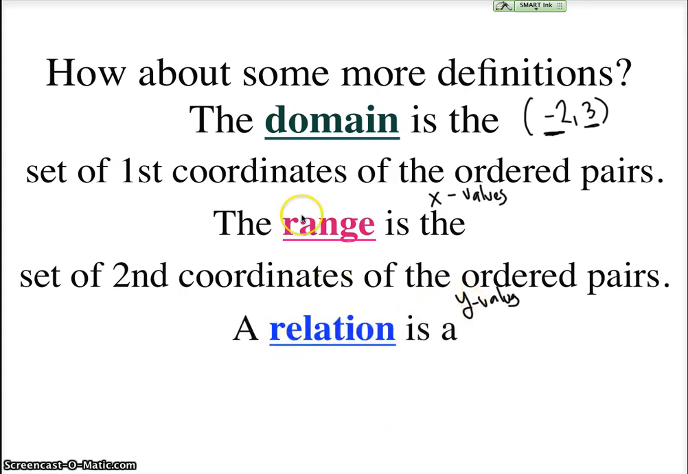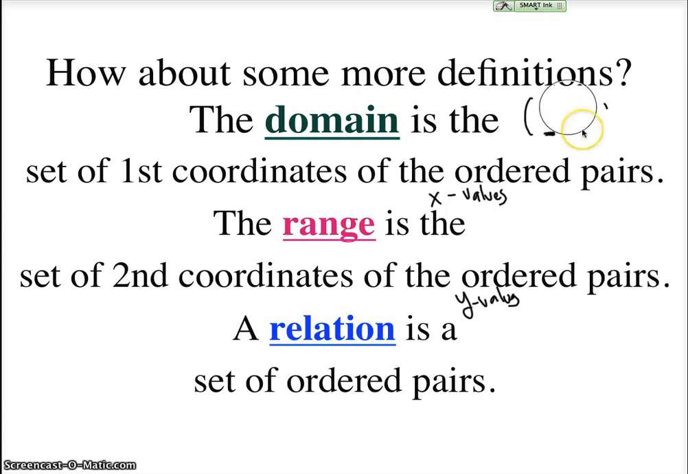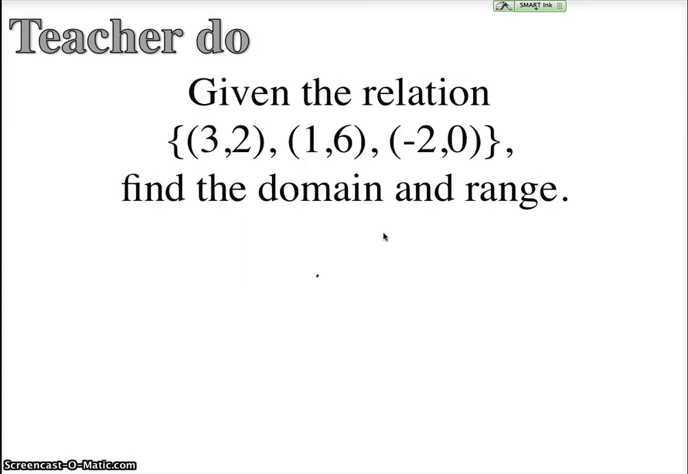A relation is a set of numbers. For example, this would be a relation. If you look at question number 1 from your do now, that is also a relation. So that kind of gives you an idea of what things are. If you put them all together, more than one ordered pair, it's a relation. Okay, given the relation, find the domain.